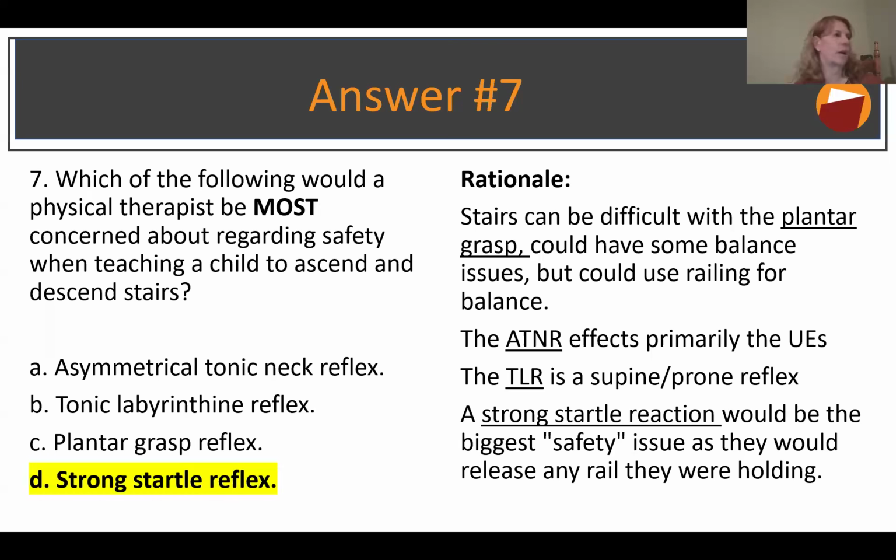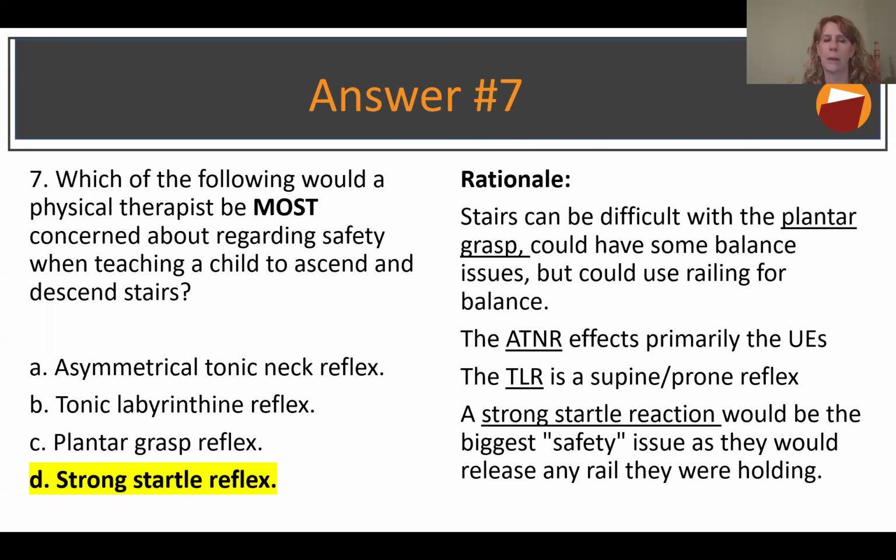If they have an ATNR and they're moving their head, their arm is flexing and bending, right? But I think they could potentially get down the steps. Tonic labyrinthine would be if they're prone or supine and they're standing up, going up and down the steps. So that one I don't think. I have had kids with a plantar grasp reflex who can go up and down the steps because they're holding the rail and their toes curl, but they can go up and down.